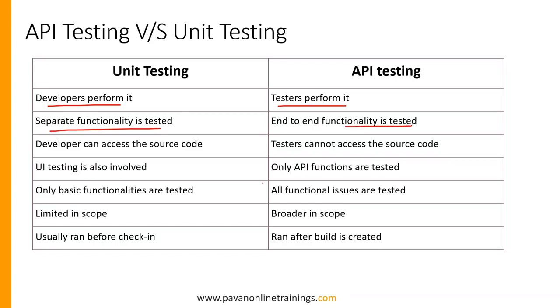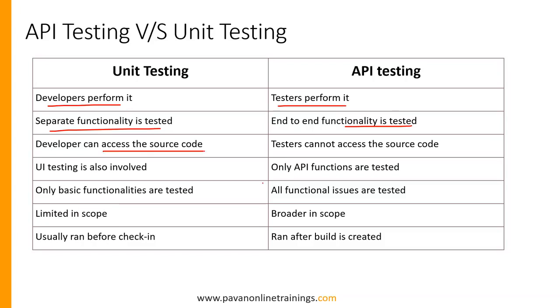But within the API, there are a lot of programs, and these programs communicate internally. So we need to test this API end to end. That means we need to pass different kinds of requests, get different types of responses, and verify whether the response is valid or not. That's part of API testing.